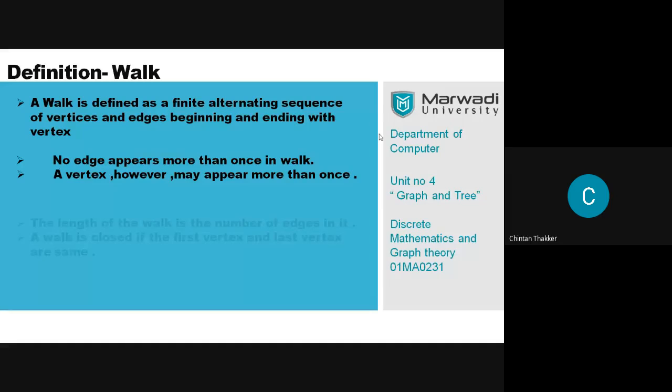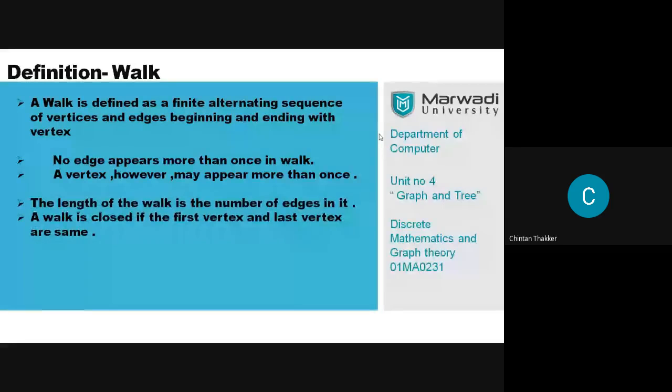Also, if the first vertex and the last vertex are equal, then it is called a closed walk. And the number of edges included in a walk is called the length of the walk.